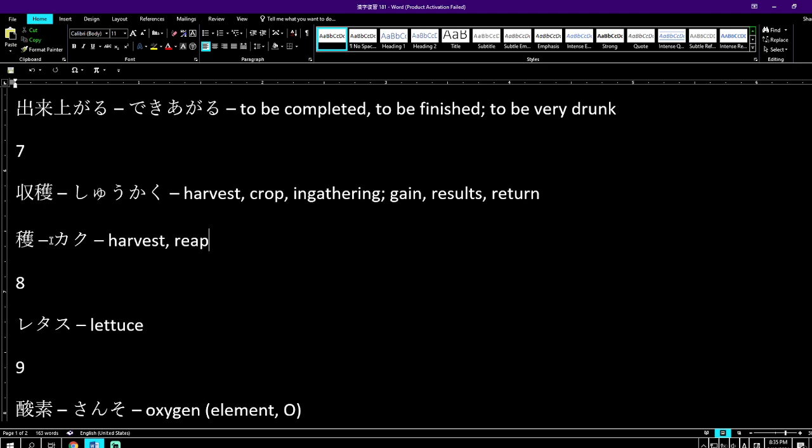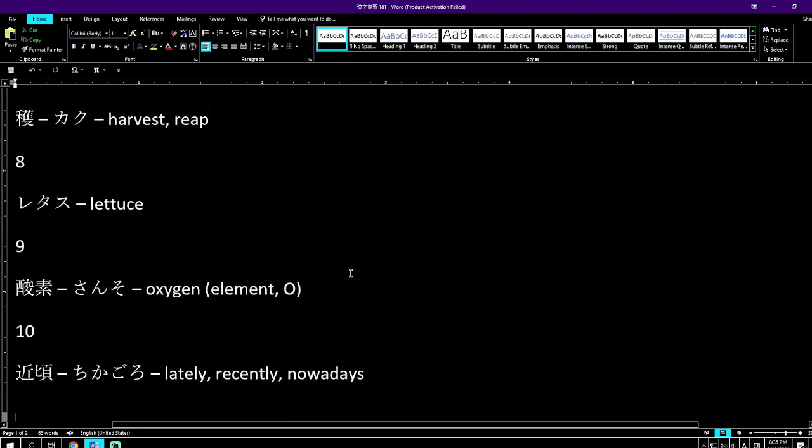As in shukaku. The harvest results or returns from something. Shukaku.